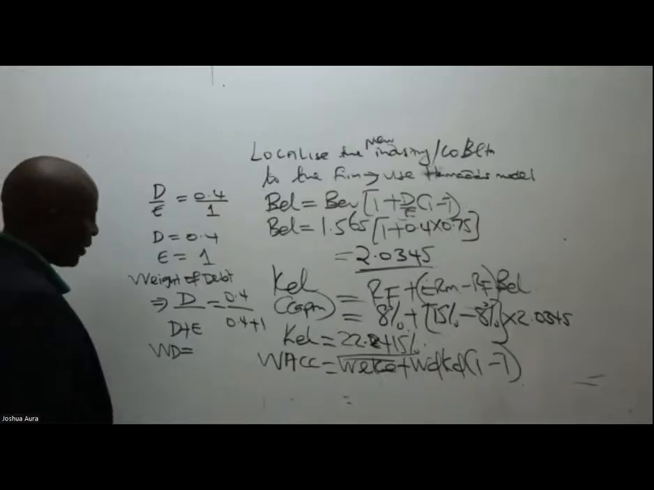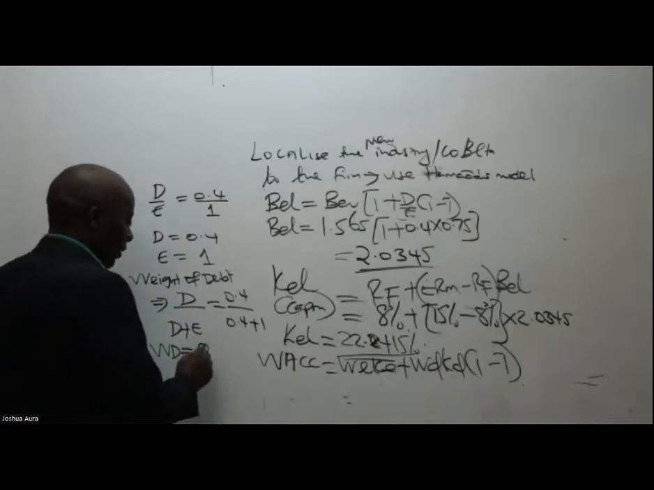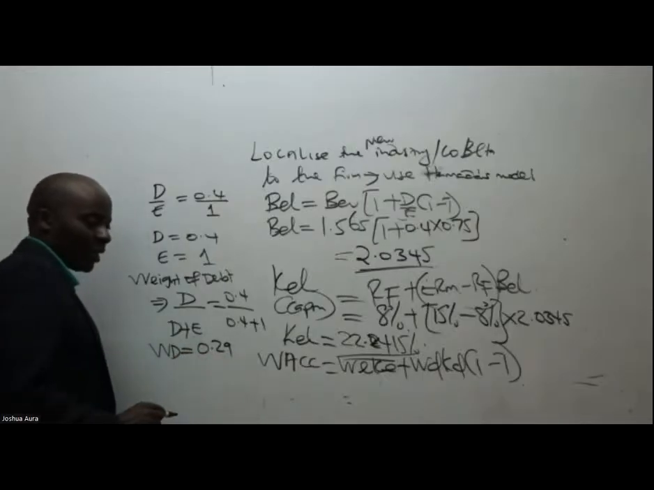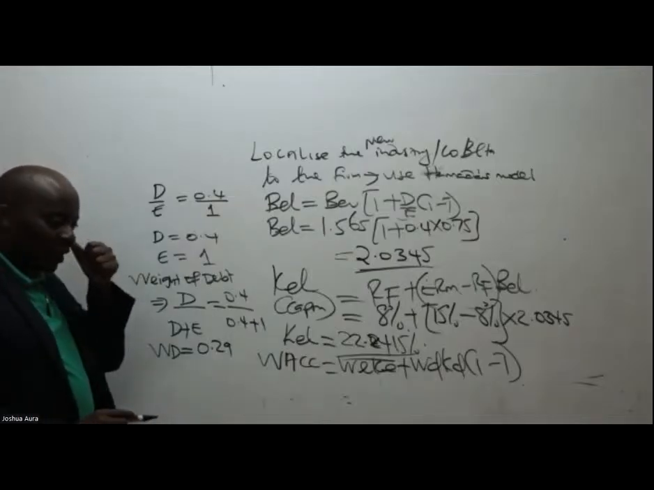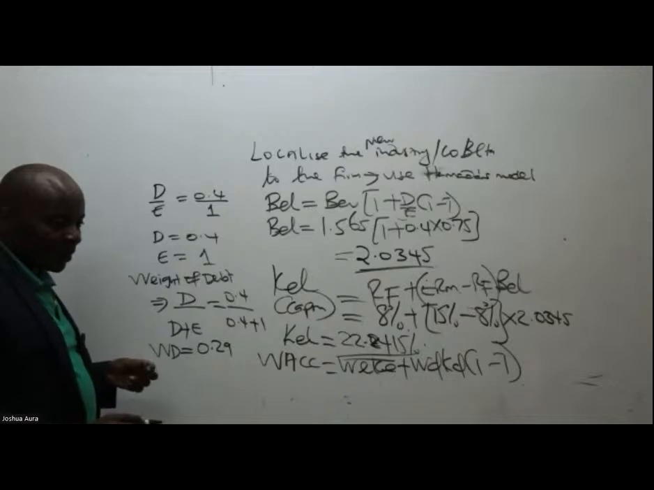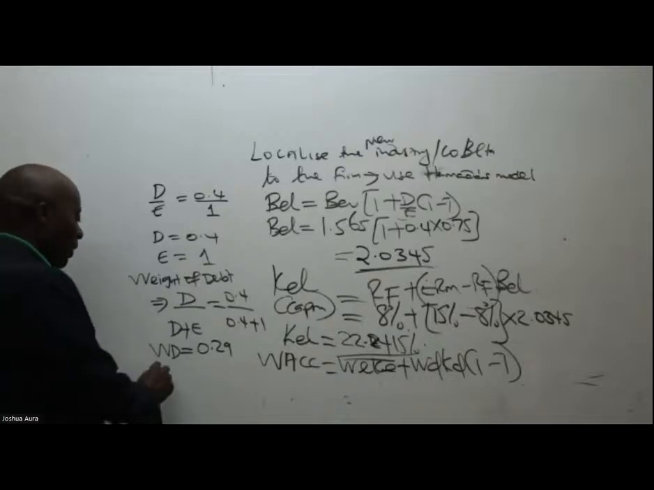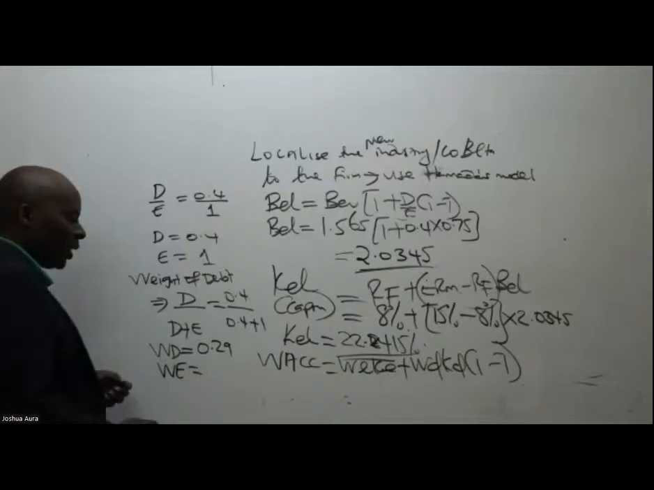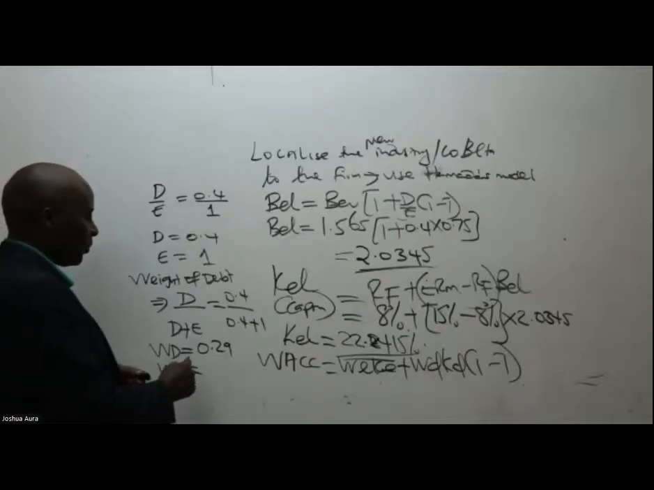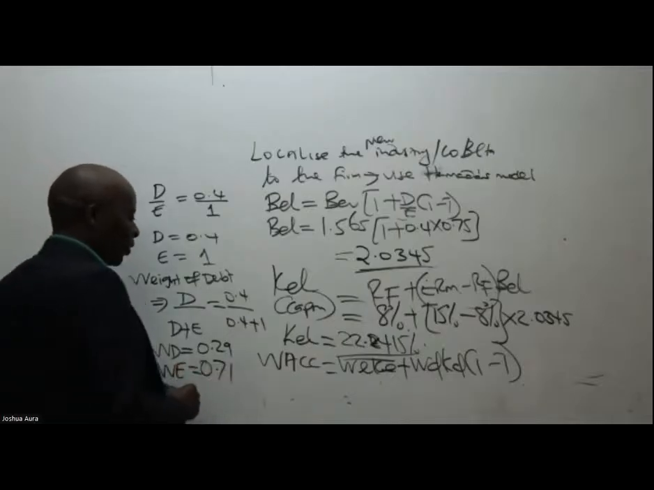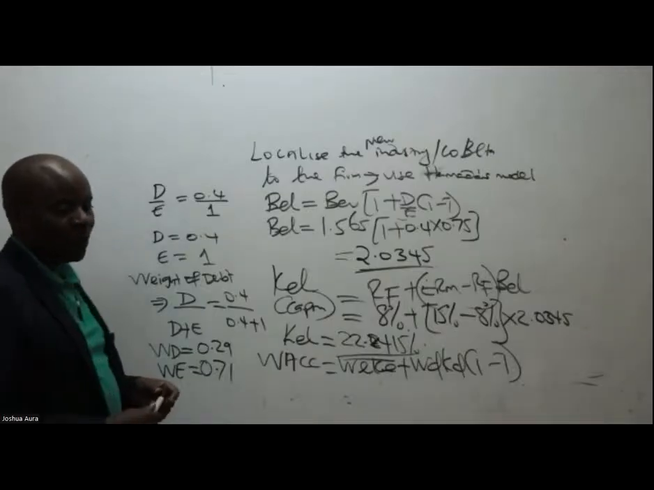0.29. What about the other students? What are they able to get as the weight of debt? 0.29. So then what is the weight of equity? The weight of equity. 0.71. Thank you very much.